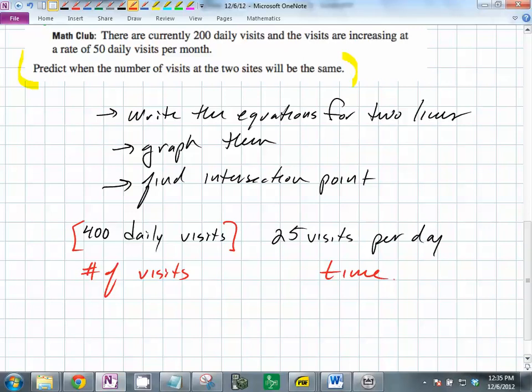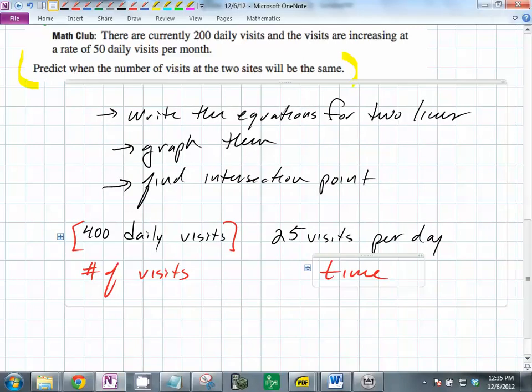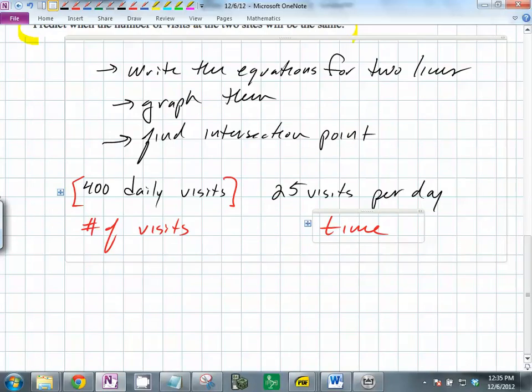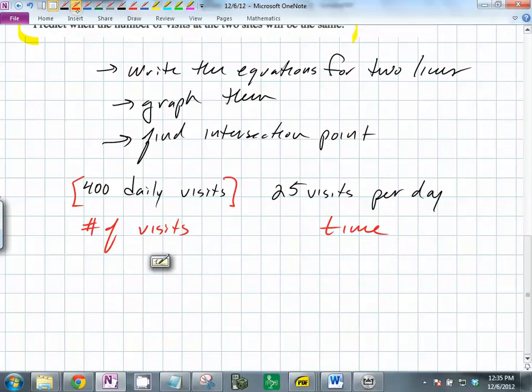Are we okay so far? So we need to label them. What do we want to call the number of visits? X? Okay, sure. So let's call that one X. That's fine. And what are we going to call time? In general, it doesn't really matter. Could we switch the labels? Yeah, it doesn't matter. You can do it this way. But in general, where do you like time being? On the x-axis. So let's make time on the x-axis, and we'll make the number of visits on the y-axis.